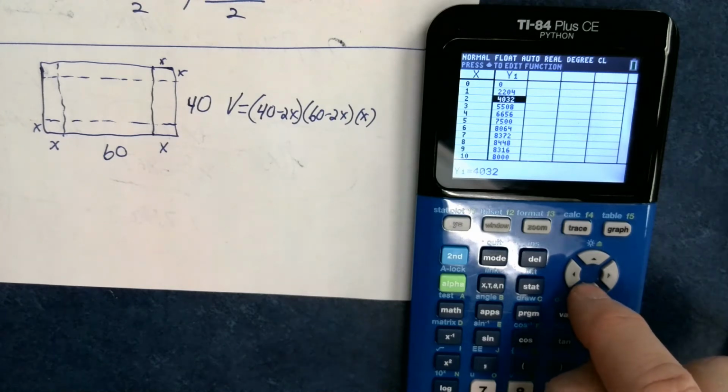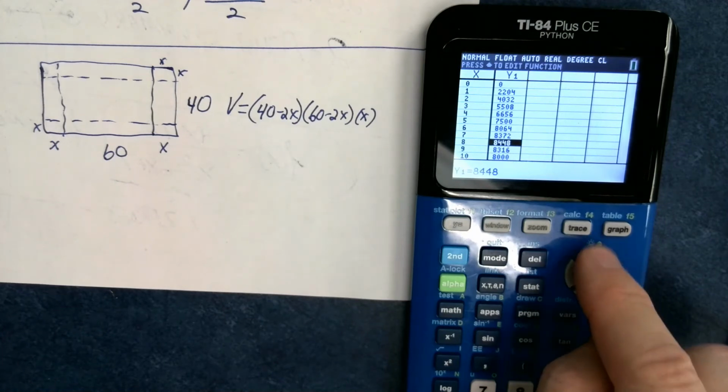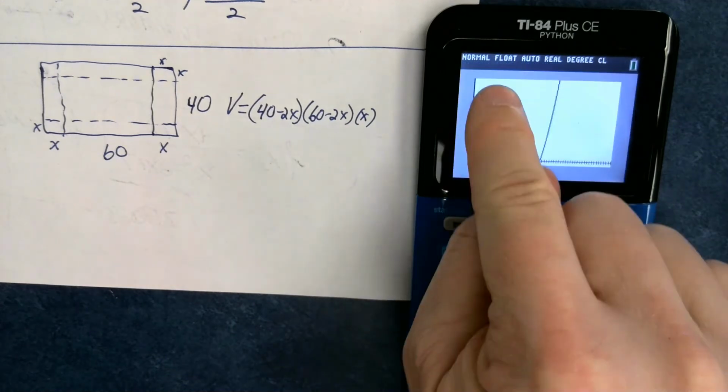If I fold it up 2 inches, it goes to 4,000 cubic inches. 3 inches, 5,508. 4 inches, 6,000. And you can see that someplace right in here, it reached a peak because it's at 8,372. Now it's at 8,448. Now it's going back down again. So between 7 and 9 inches, it had to hit its peak. And you can see that obviously right there.